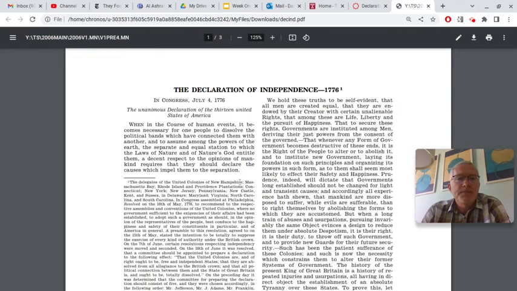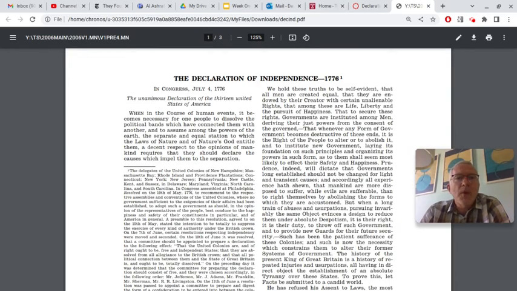If we look at the beginning, "When in the course of human events it becomes necessary for one people to dissolve the political bands which have connected them with another and to assume among the powers of the earth the separate and equal station to which the laws of nature and of nature's God entitle them. A decent respect to the opinions of mankind requires that they should declare the causes which impel them to the separation."